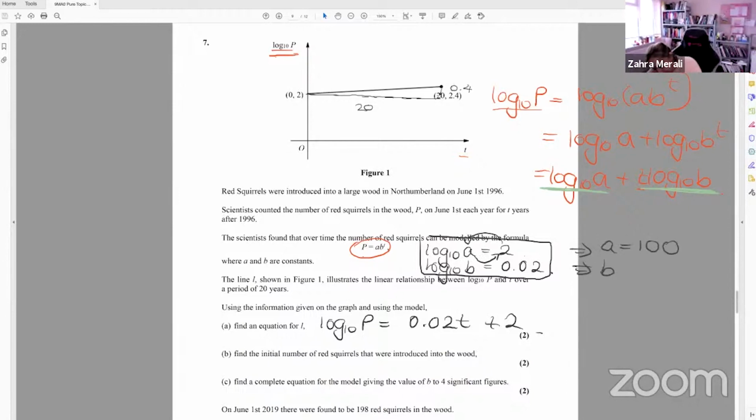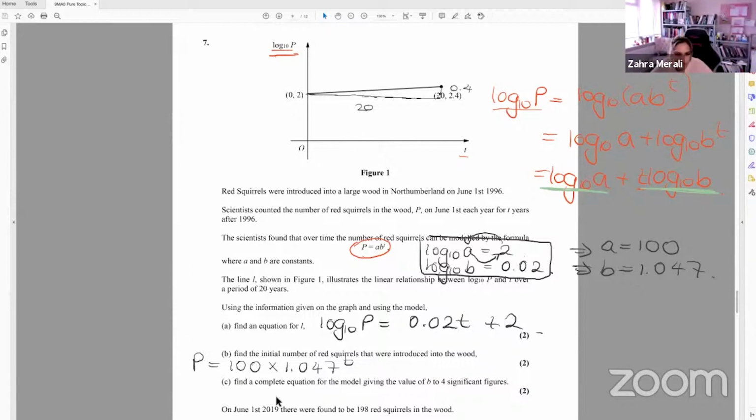And B equals 10 to the power of 0.02, which is 1.047. So you end up with P equals 100 times 1.047 to the power of t. And that would be, so your initial number of squirrels when t equals 0 will be 100. And we found the complete, so we've done the whole of that bit. We've also done part C, which is to complete that equation.